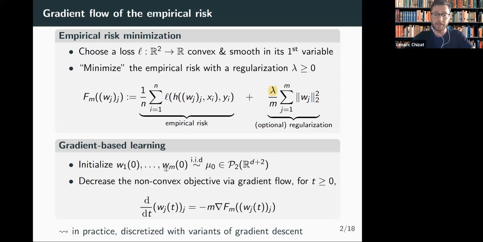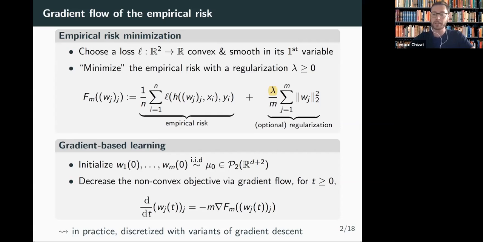And given this initialization, we will decrease the objective using the gradient flow of the objective, which is just the continuous time version of gradient descent or stochastic gradient descent. So taking this continuous time point of view allows us to gloss over some specificity related to time discretization and just have a clear qualitative picture of what's happening during the training dynamics with our gradient-based algorithm.